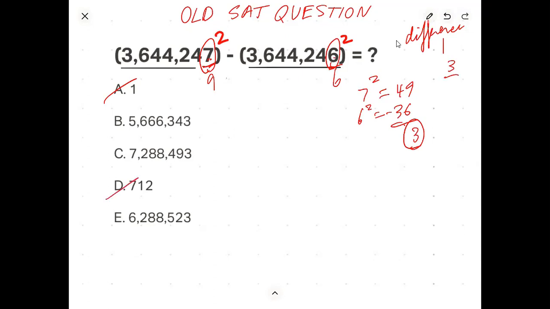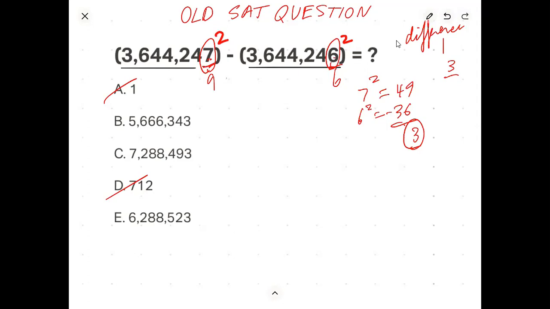So anything that didn't have a 3 as the last digit, I crossed it out. But the SAT test makers were kind of onto that as well. So they had 3 other choices that had 3s. So I eliminated 2 choices, but it still left me with 3 choices. And I said, okay, what can I do?